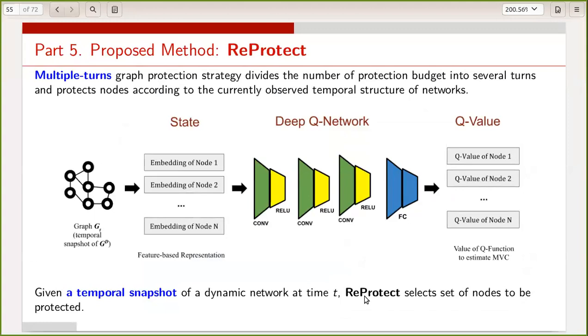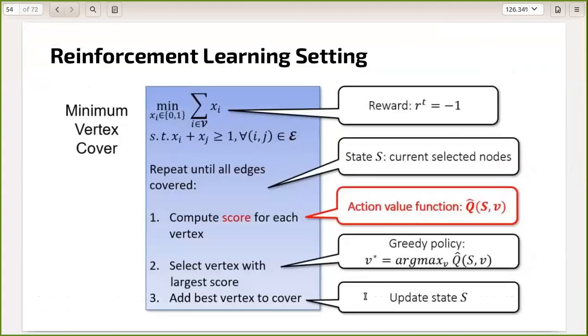So what we propose, to handle the dynamic graph, we have already proposed how to find the minimum vertex cover using reinforcement learning here.